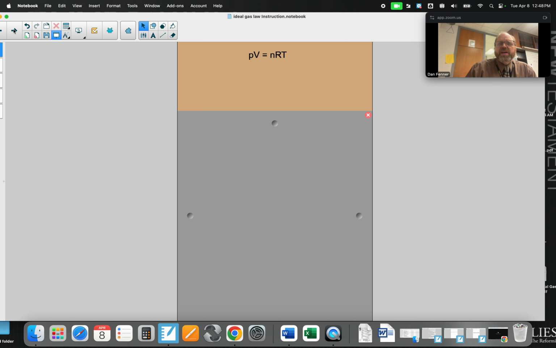All right, now we can't be limited to just this one equation. So if we take our ideal gas equation and think about it, well, what would you use more often than moles? Well, often the moles is equal to mass divided by molecular weight, right?